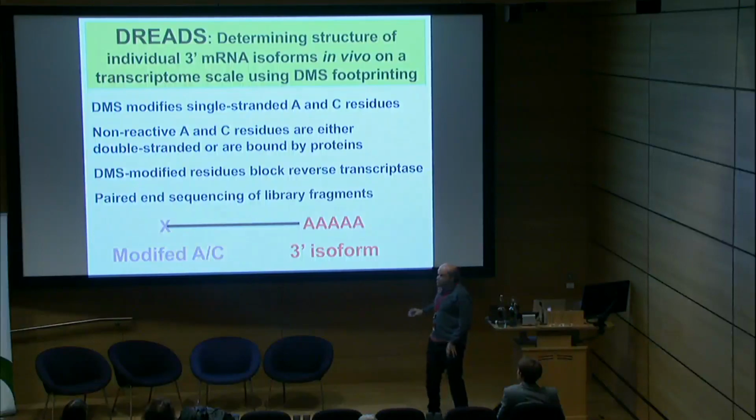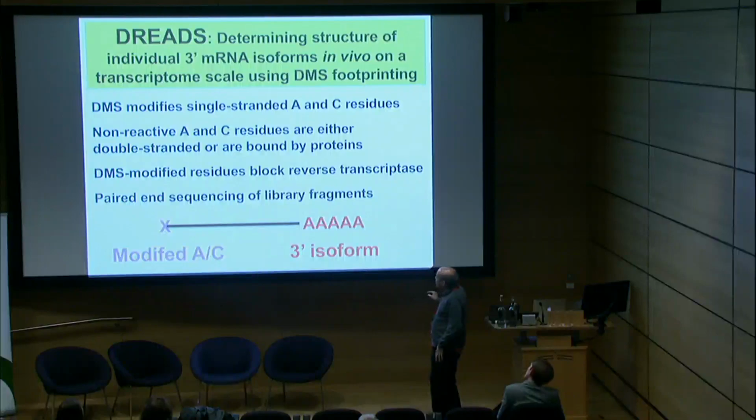And it's using DMS footprinting. Okay, so DMS footprinting has been used for a million years. We didn't invent that part of it. DMS modifies single-stranded A and C residues, and an A or C residue is non-reactive either because it's double-stranded or because a protein is bound to it. Okay? And an important fact is that a DMS-modified residue blocks reverse transcriptase. So if you treat cells with DMS, which other people have done before us, you get the modifications.